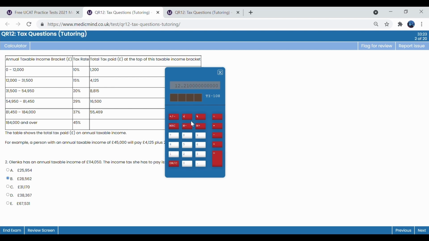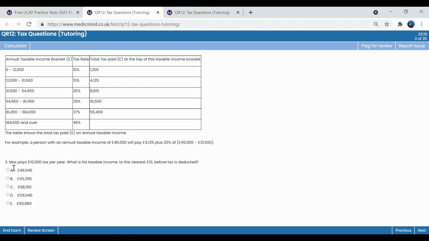So that's quite straightforward. Okay, now question 3. Max pays £10,000 per tax year. What is his taxable income to the nearest £10 before tax is deducted? So firstly, I've noticed by the options, these 3 options are very close to each other. So for example, if I use estimates and I get around 59,000, I'll be doubting myself, is it option C, E, or D, because they're all very close. So for this question, I'll use the exact values but be quick about it, and I'll show you how.